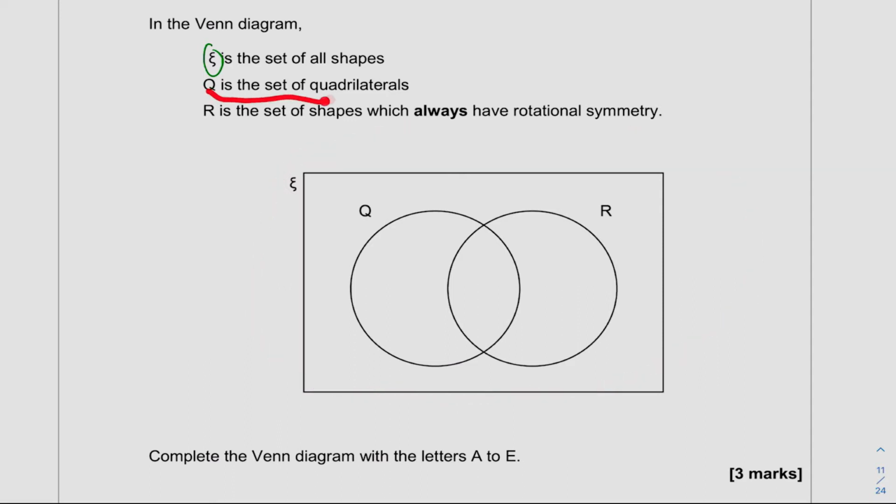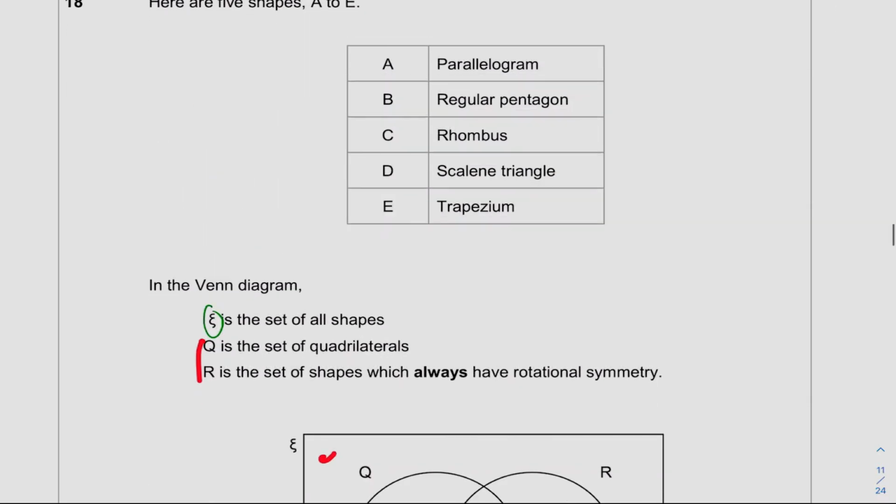We've then got Q, which is the set of quadrilaterals, and R is the set of shapes which always have rotational symmetry. So any quadrilateral goes in Q, and any shapes which always have rotational symmetry go in R, and if they are already a quadrilateral, they go in this middle part here. And any that don't fit either of these 2 points go on the outside. So let's first of all say if each of these shapes is a quadrilateral. A parallelogram has 4 sides, pentagon is not, rhombus is, triangle's not, trapezium is.